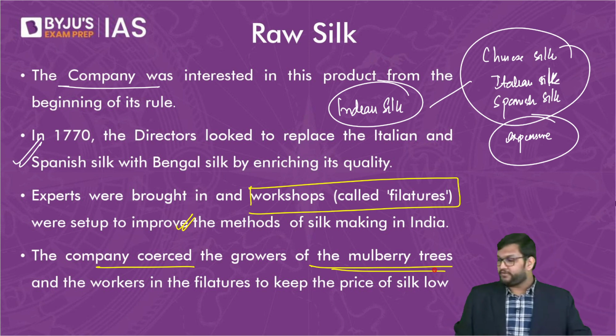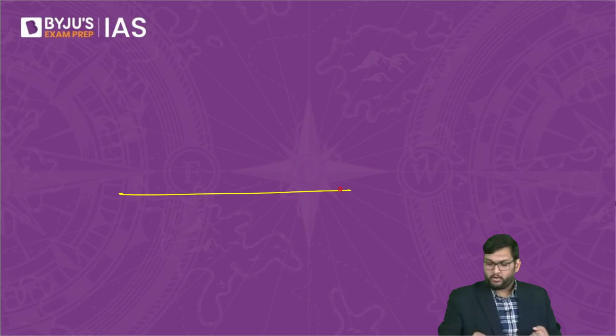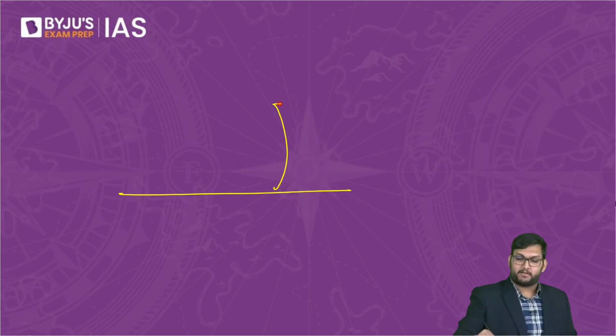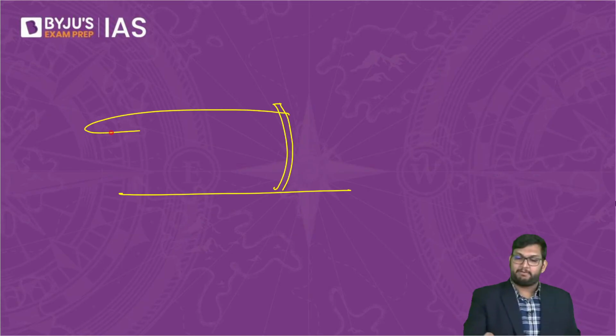So what is a filiature? See, the concept is that when you have to make silk, you have to take out the thread. You have to take out the thread. So basically there's a type of pole which is called a filiature, on which the silk can be tied.